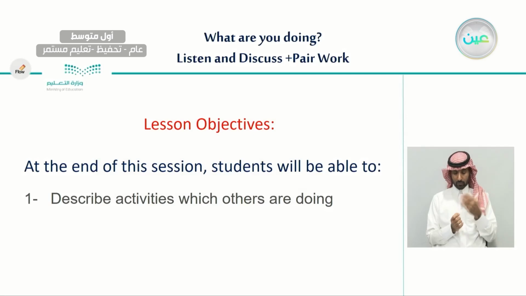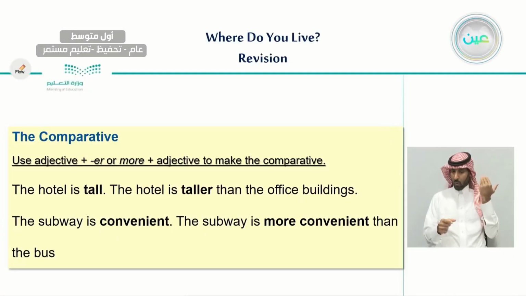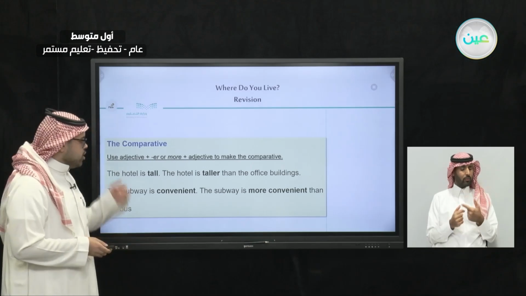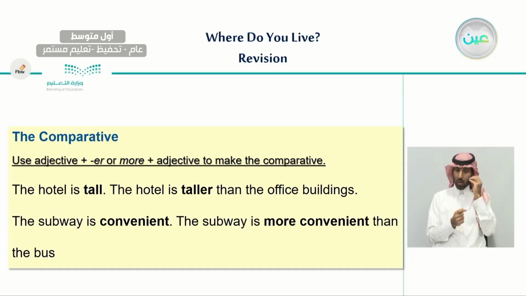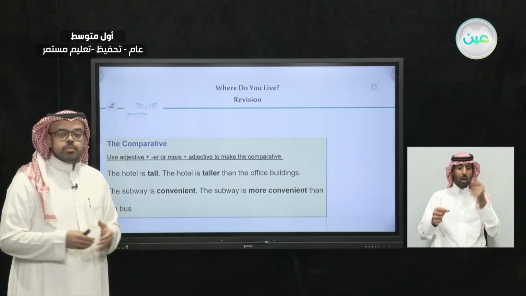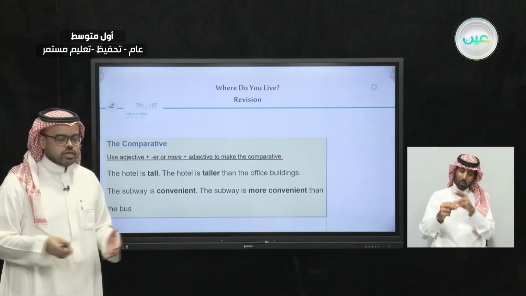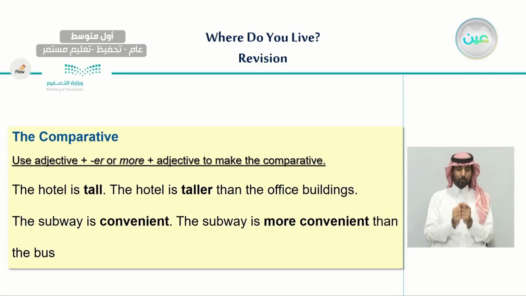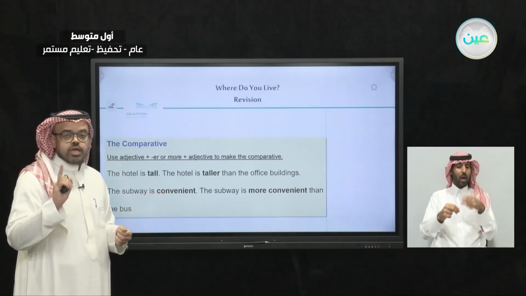In this lesson, we hope that at the end of today's lesson, you will be able to describe activities which others are doing. Just a quick reminder of our previous lesson. In the previous lesson, we learned the comparative form, and we said that if we want to compare between two things, we use an adjective with a bit of change: we add er on the adjective, and that adjective was a one-syllable adjective.